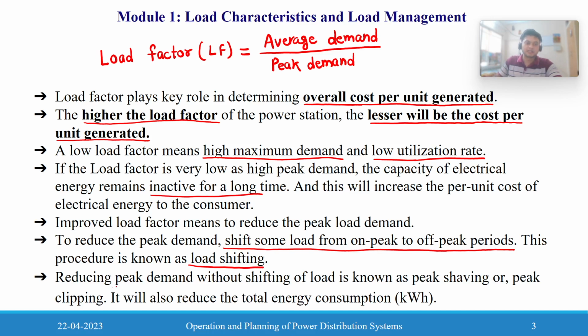And further, reducing peak demand without shifting of load is known as peak saving or peak clipping. It will also reduce the total energy consumption. Means certain energy conservation measures, efficient loads we can apply, so that we are having better efficiency rate and it certainly demands lesser power. In that case, we can reduce the peak demand without shifting of load. So this is known as peak saving or peak clipping.